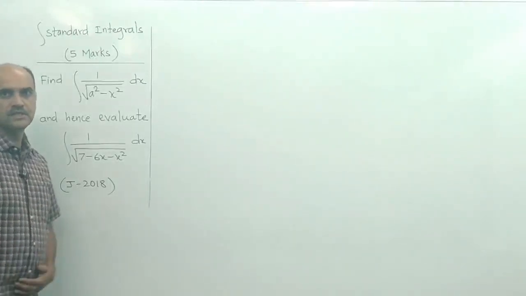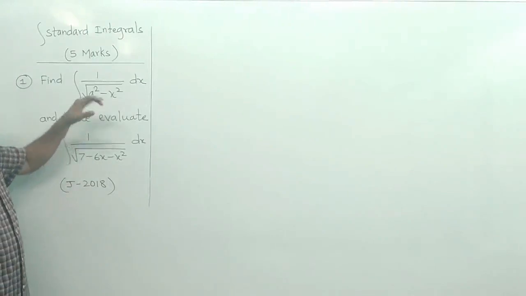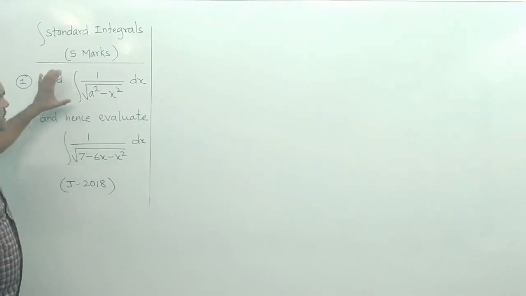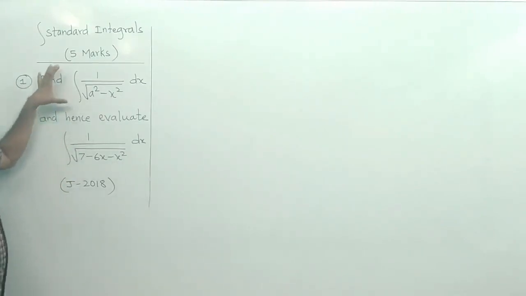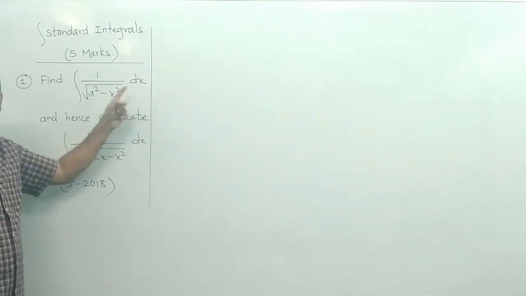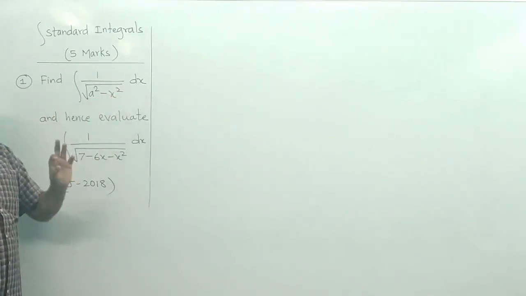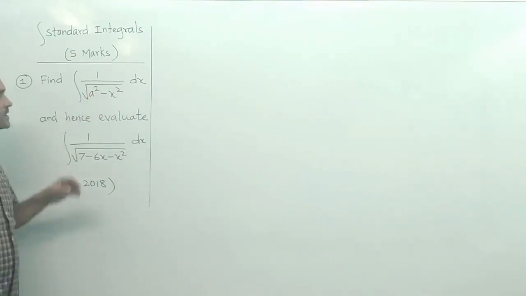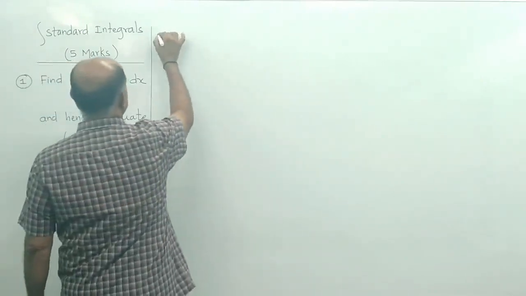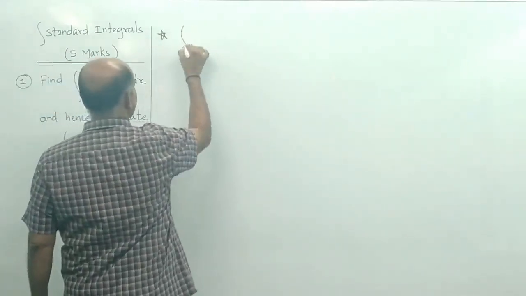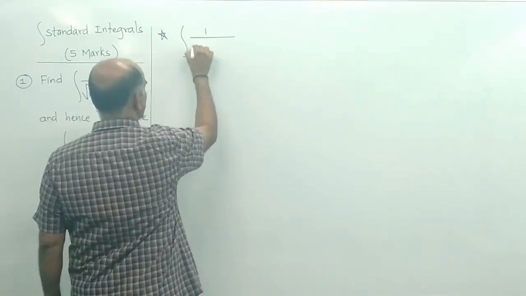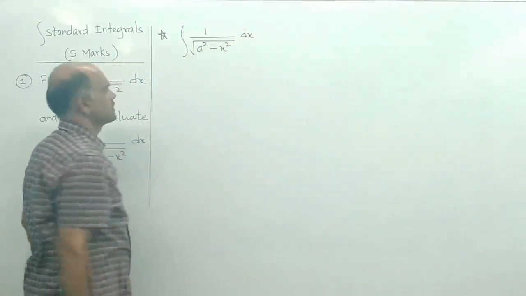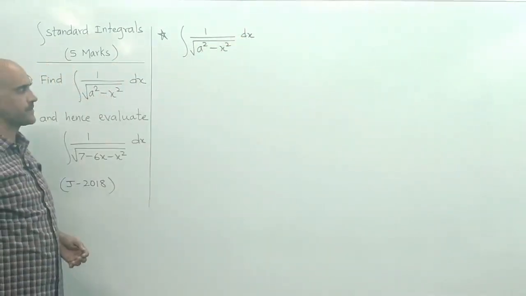Hello students. In this video we will see a 5 marks problem on integration, that is standard integrals. The problem will be in two parts. In the first part you are required to derive a formula for the given integral, which is worth 3 marks, and a simple problem on that formula for 2 marks. First I will take the integral which is given, integration of 1 by root of a square minus x square dx. You are required to derive the formula for this.